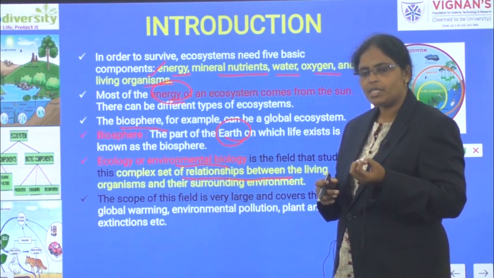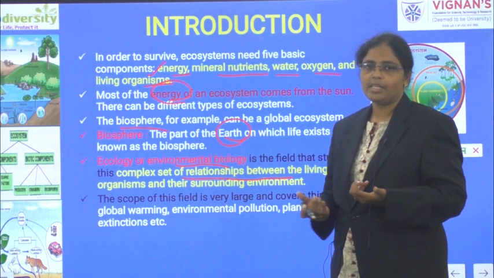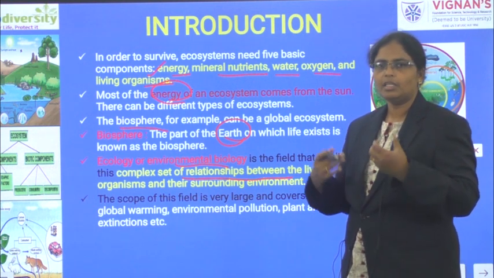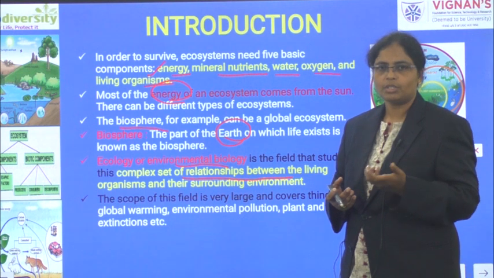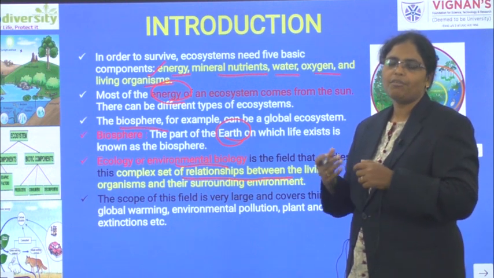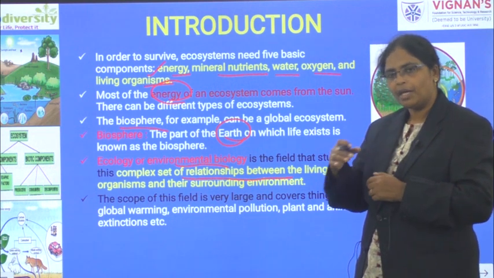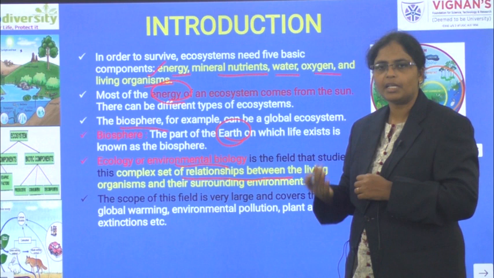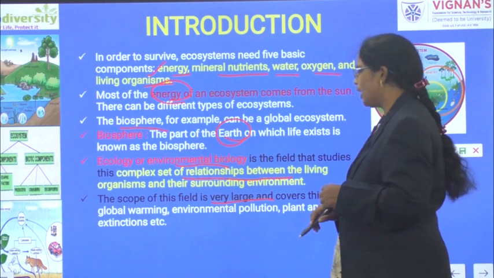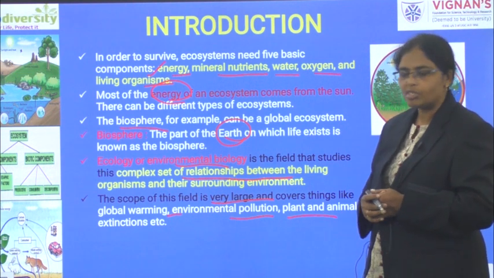So all these species again depends on the non-living matter. For example, say water is not available, then the existence of life is in trouble. So if food is not available, again the animal life is in danger zone. So like this, each and every component are interlinked with each other, and again they supply the nutrients among themselves and they are maintaining the ecological balance. So this particular field is very large and it covers global warming, environmental pollution, plant and animal extinctions also.